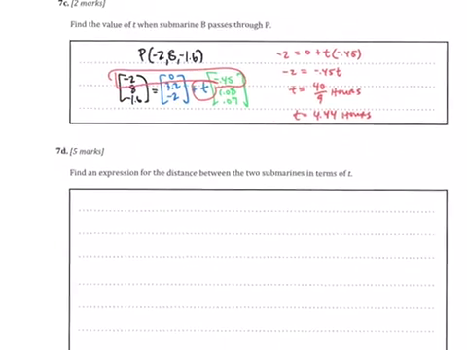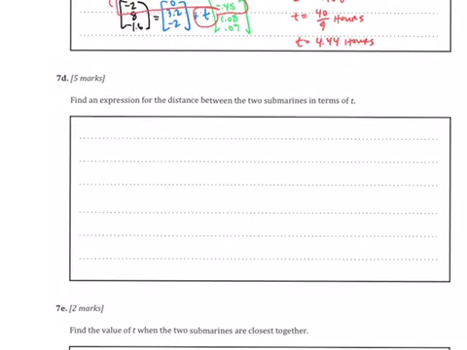Okay, interesting question here in part D, 5 marks. It's the biggest part of this problem, but it says find an expression for the distance between the two submarines in terms of t. Okay, so overall distance will be the square root of the difference of the x's squared plus the difference of the y's squared plus the difference of the z's squared.